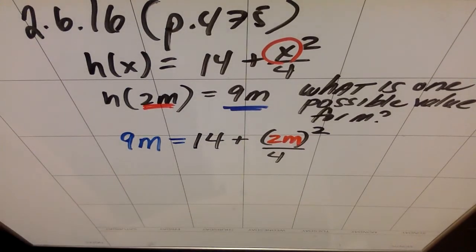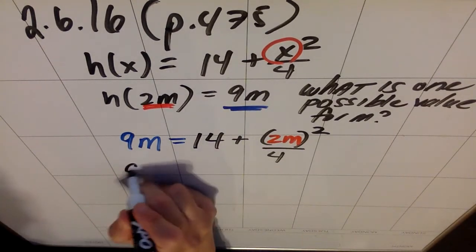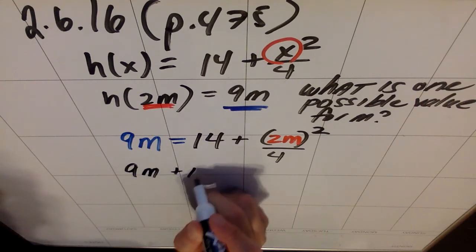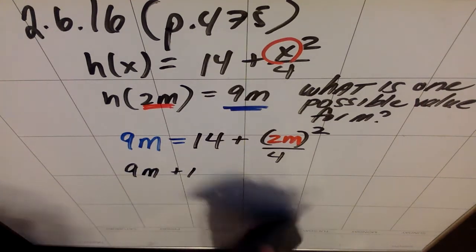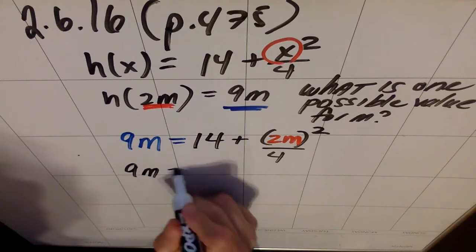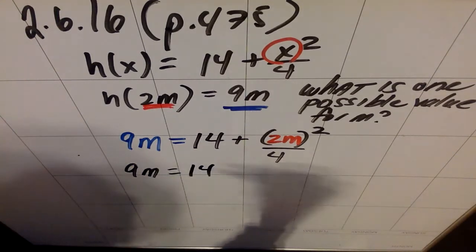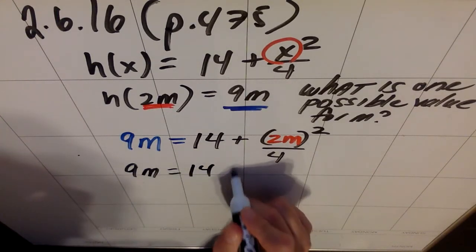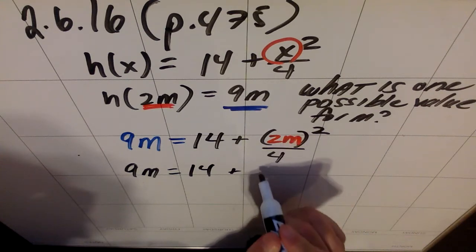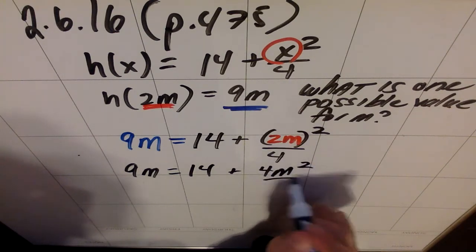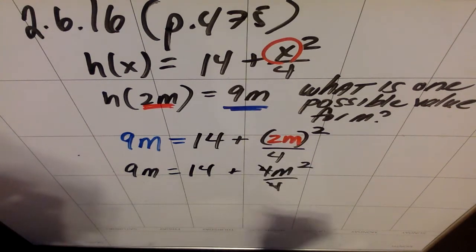Right, so what that means is that when I distribute that squared onto both the 2 and the m, I'm going to get a 9m plus a, oh, sorry, my bad. Every once in a while, my brain kind of blips a little. All right, so 9m equals 14 plus, when I distribute this, I'm going to end up with a 4m squared over 4. So the 4's will cancel, which is nice. And I'm going to get something that's a quadratic.